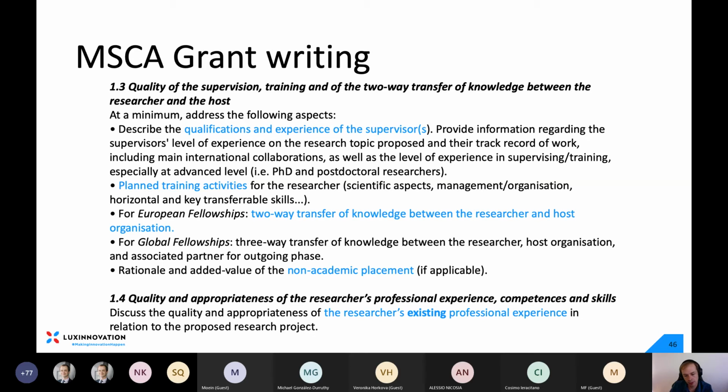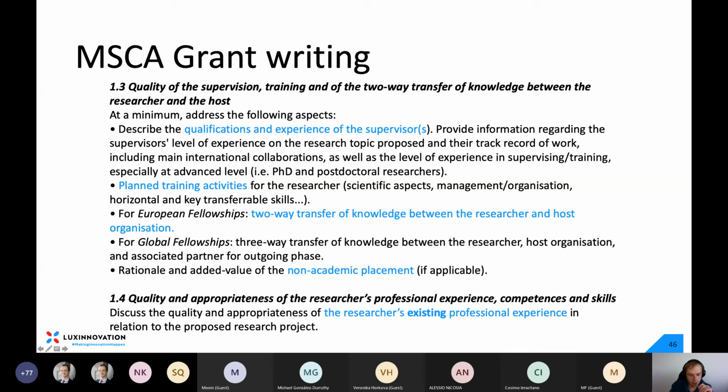Okay, and then if you do this non-academic placement, you mention it also in this section, why you do that. What I didn't mention is, if you have these secondments, so collaborations with other partnering institutions, supervisors also refers to them, so you also need to have a small paragraph here on who will be your supervisor at the secondment host. So imagine you are at a company and you will do an exchange with a research organization in Luxembourg. Who will be your supervisor there? What will be their qualifications, etc.? So also address all these points for them.